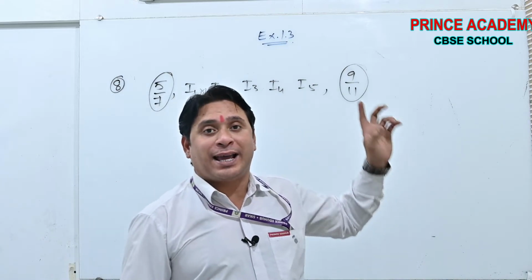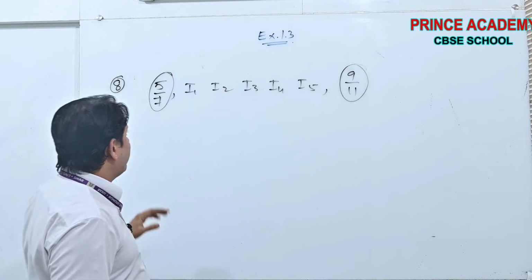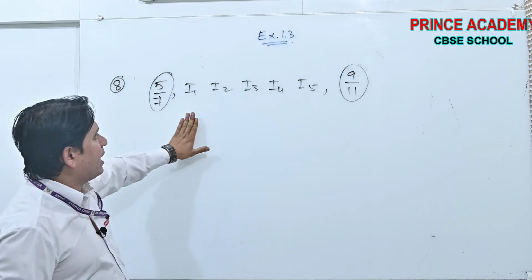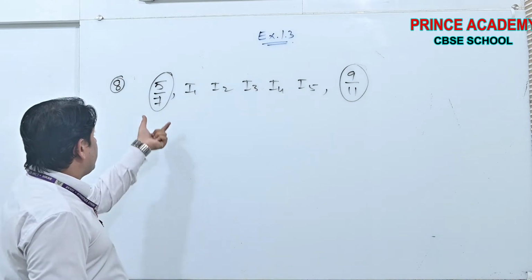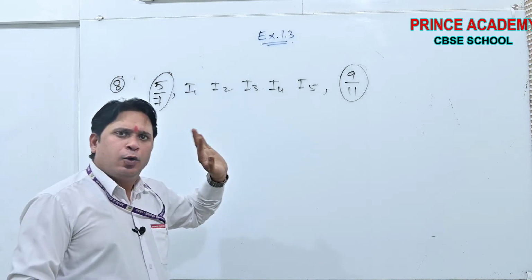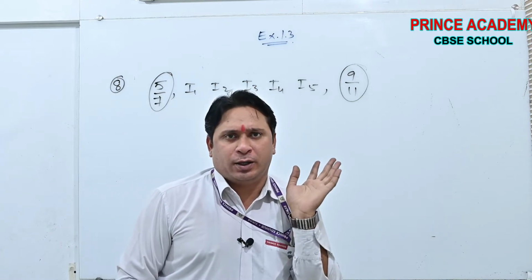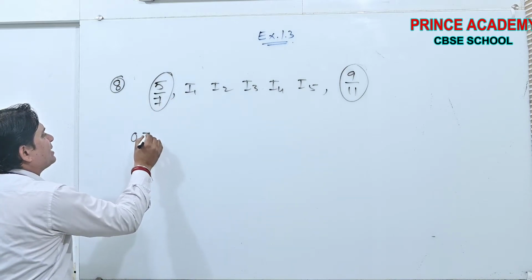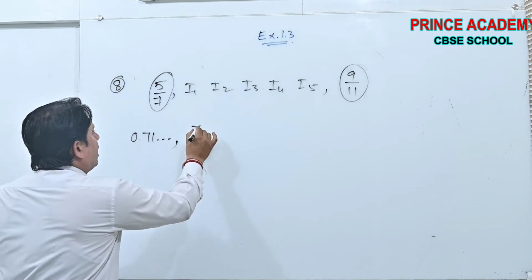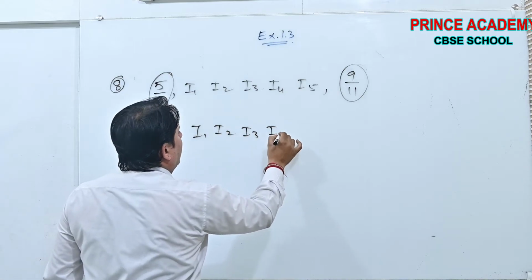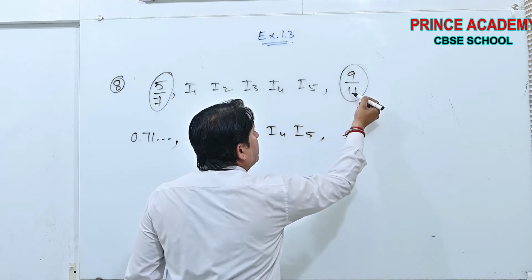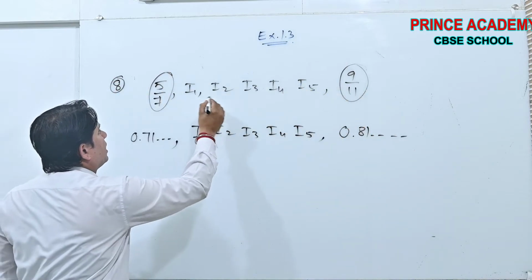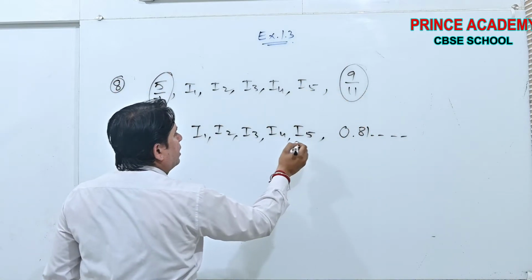We don't do like we do in exercise 1.1 or 1.2, where we match the denominator or use the mean method. Here we have to find irrational numbers. Try to find the decimal expansion, not whole, up to 2 decimal digits only. If you divide 5 by 7, you will get 0.71 and so on, and 9 by 11 will give you 0.81 and so on. These are the 5 numbers in between we have to find.